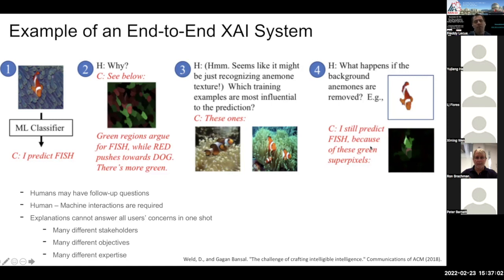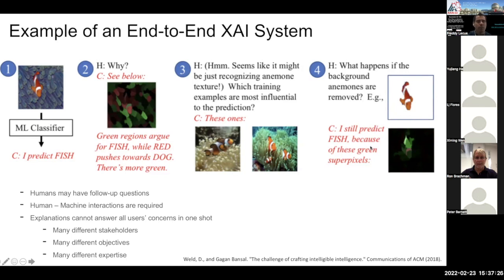But then the next, or the ideal pipeline, would be a user or maybe a system questioning, okay, why did you make such a prediction? And then the system should be able to maybe use saliency maps, so super pixel regions, and say, okay, because of those, and here you have the example, green regions argue for fish, while red pushes towards dog.